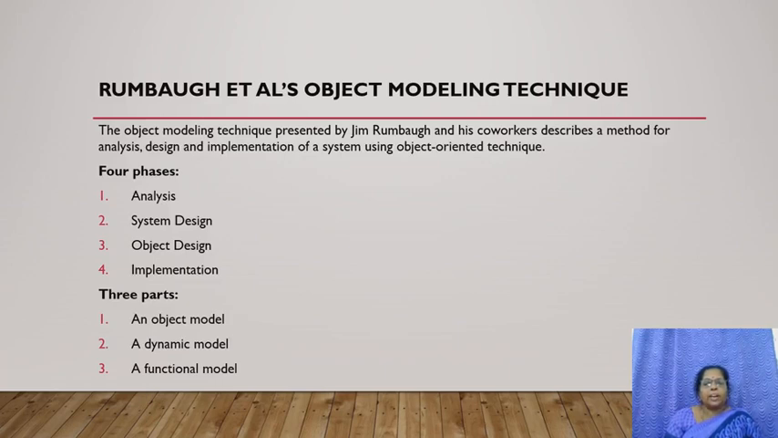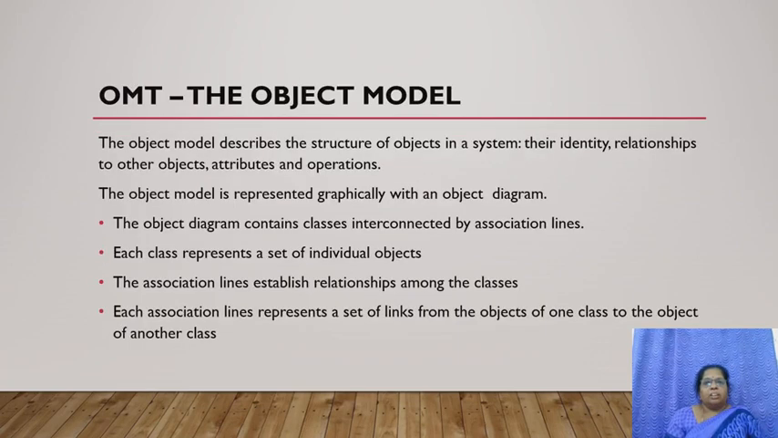So the object modeling technique consists of three parts. First one is an object model, then a dynamic model, and a functional model. The object model is presented by the object diagram and the data dictionary. Next, the dynamic model is presented by state diagrams and event flow diagrams. The functional model is presented by data flow diagrams and constraints. Object modeling technique, the three models.